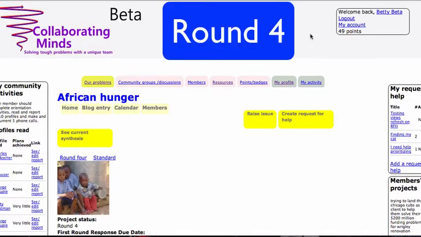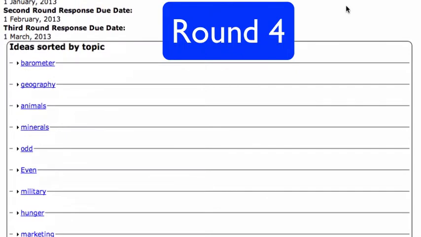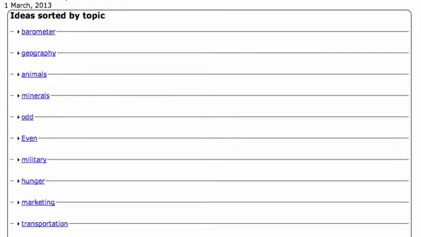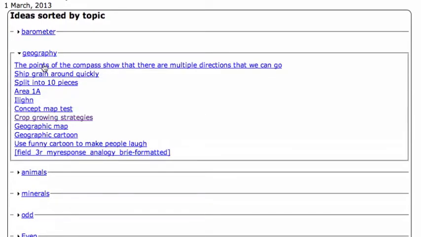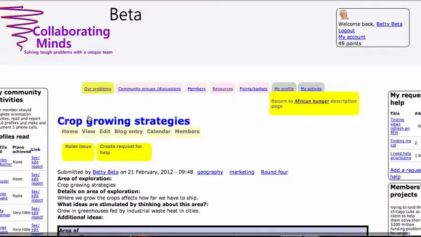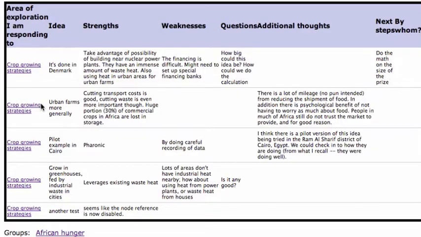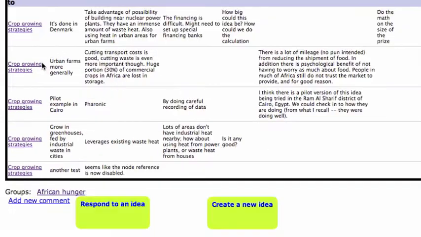In round 4, any of the ideas that were proposed or commented on in the previous rounds are shown below, sorted by topic. Again, each member would look at a few of the topics or a few of the ideas in this round. For example, under geography, we might take a look at crop growing strategies. It appears that there were several different ideas generated from the area of exploration of crop growing strategies. The member can read about the strengths and weaknesses of the idea and can respond to the idea by clicking here.